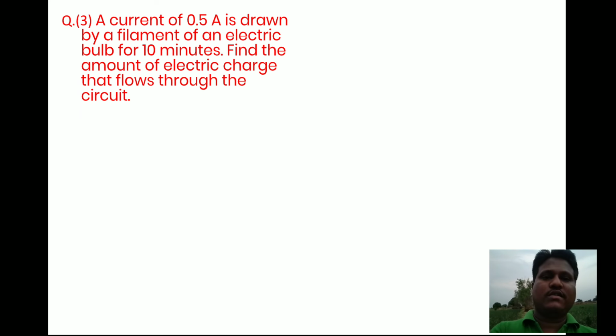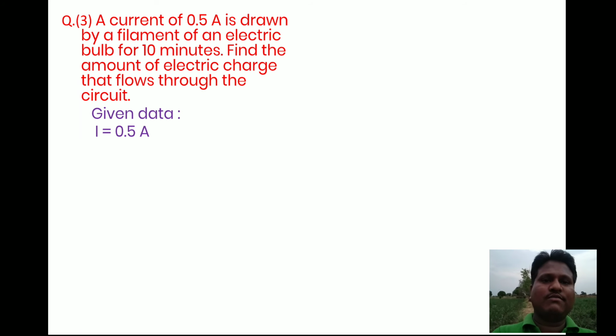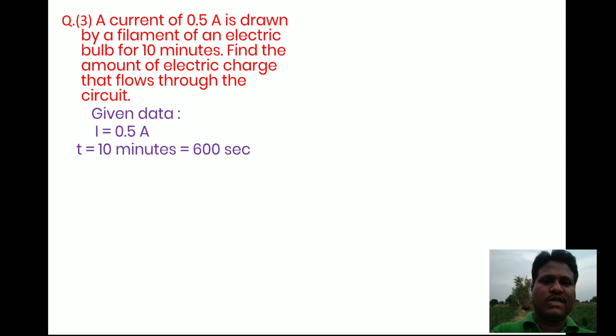Moving to the next question, that is related with the current. A current of 0.5 ampere is drawn. That means current is given, and how much time is given? 10 minutes. That means 0.5 ampere is flowing through the filament of an electric bulb for 10 minutes. We need to convert these minutes into seconds, and we need to find the amount of electric charge in this case. So current is given 0.5 ampere, time is 10 minutes, that means it will be 600 seconds. And the question asked is, what is the amount of charge that has flowed?